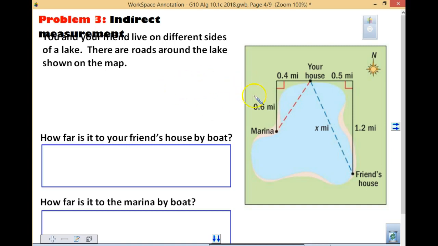So in this case, it says you and your friend live on different sides of the lake. The roads along the lake are shown. How far is your friend's house by boat? So if you're going from your house to your friend's house, we should be looking at setting up a formula and doing 0.5 squared, right? That is going to be a leg. My other leg is 1.2. So take your calculator out and put in 0.5 squared plus 1.2 squared. That is going to be equal to c squared in this case. And so if we are looking at finding c, take out your calculator and please do some multiplication for me.